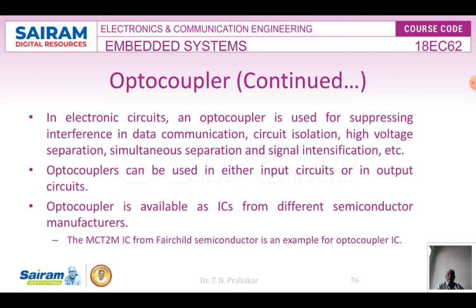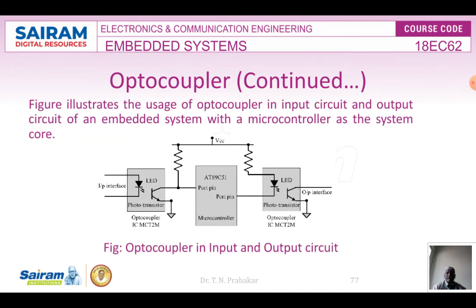It is available in the form of ICs from different semiconductor manufacturers. There are many companies manufacturing them, and Fairchild Semiconductor, that's the company name, manufactures an optocoupler IC named MCT2M. This particular image illustrates the usage of an optocoupler in a circuit with input and output devices, with the microcontroller as the system core.